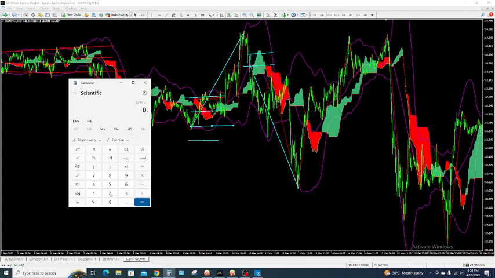times 0.25. That gives me 824. Then we remove the commission, the spread, and everything. Then times 0.75. That gives me 618 plus 884. I've attained the mark of 1,500. Now that I have 1,500 plus my capital, which is 1,000, that means I have 2,500.